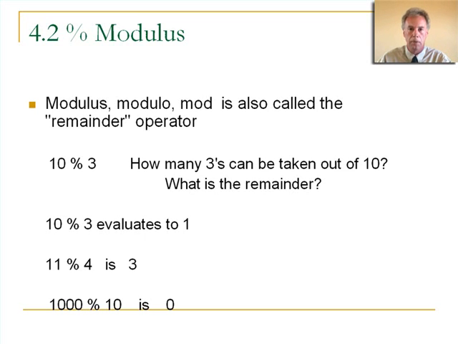10 modulus 3, or 10 mod 3. Think of this as how many 3's can be taken out of 10 and what's the remainder. 10 mod 3 evaluates to 1. So we took 3 3's out of 10 with 1 left over. What's 11 mod 4? We can take 2 4's out of 11 with 3 left over, so 11 mod 4 is 3. 1,000 mod 10 is 0. I guess we can get 100 10's out of 1,000 with 0 left over.